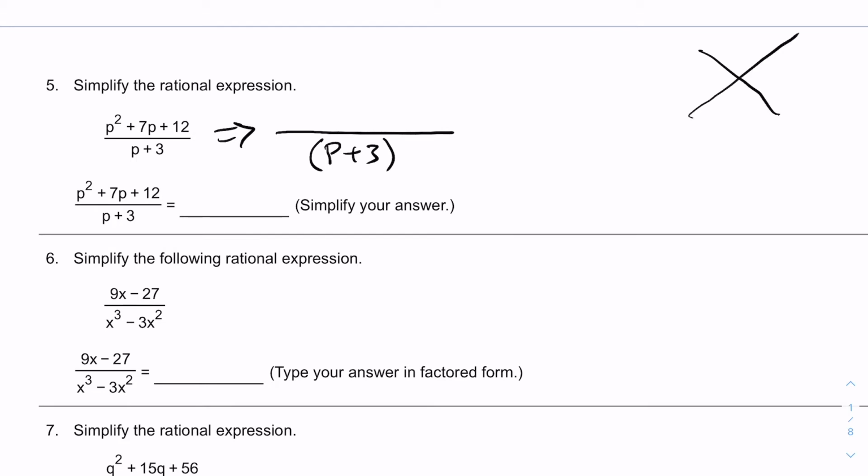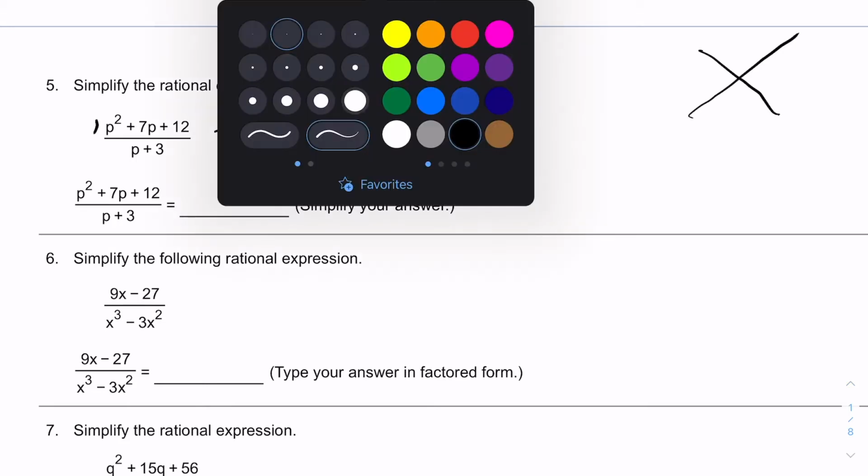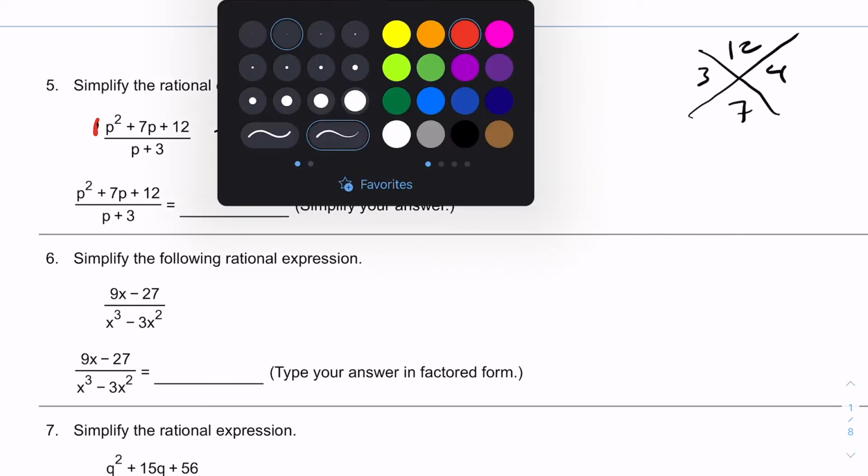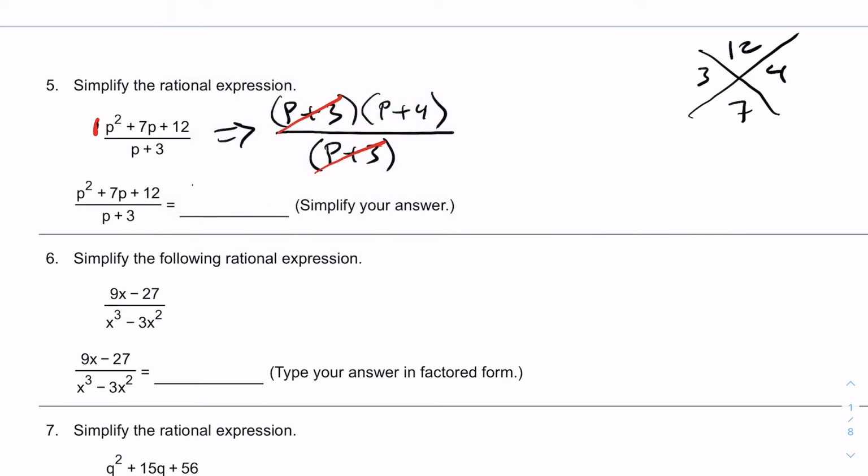So once again, realizing that that's an easy factoring problem because there's a 1 in the leading coefficient. It doesn't have to be red, by the way. This is going to be fairly easy. What multiplies to 12 and adds to 7? I believe that's going to be 3 times 4 is 12, and 3 plus 4 is 7. So this will factor down to p plus 3 times the quantity p plus 4. So we want to go ahead and reduce common factors of p plus 3. Now that p plus 4 is in the numerator, we don't need to show a fraction anymore. It's just p plus 4.